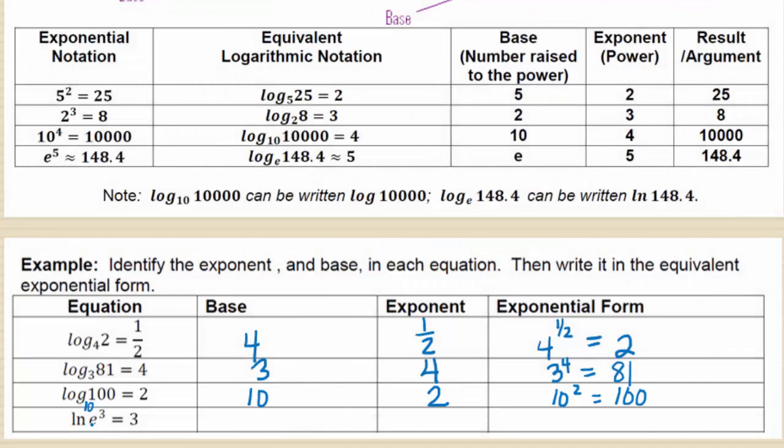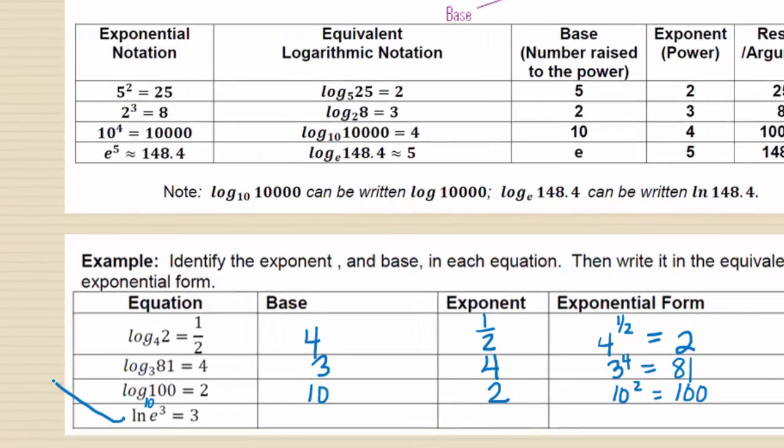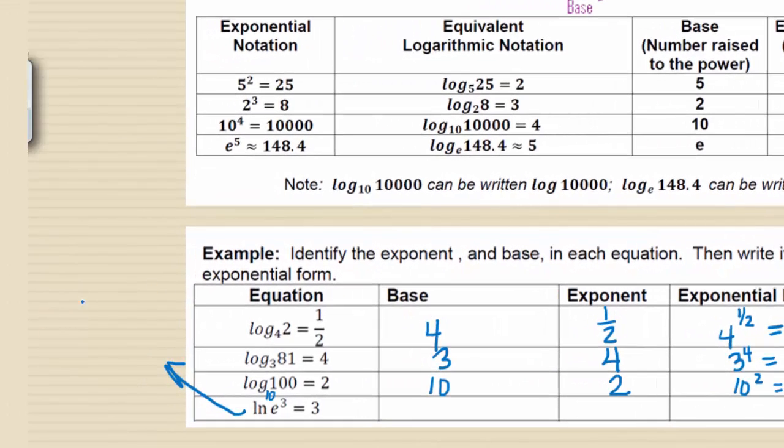Okay, now this one's a weird one. I'm going to write this one in a different format just so everybody's on the same page here. What does natural log mean? ln base e. So it's log base e of e to the 3rd power equals 3. This is another way of writing the same thing. Notice there are 2 e's here. There's the e that represents the base of the log, and then there's the e that was in the argument, the thing we're taking the log of.